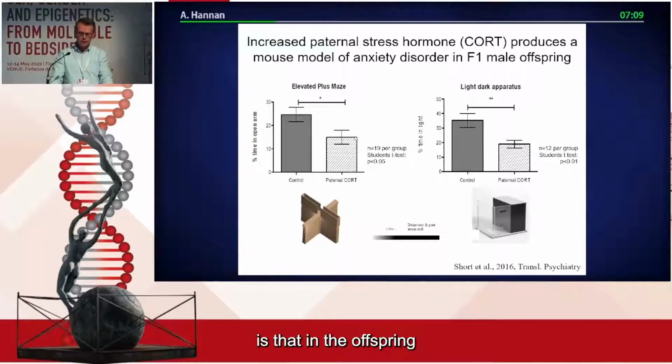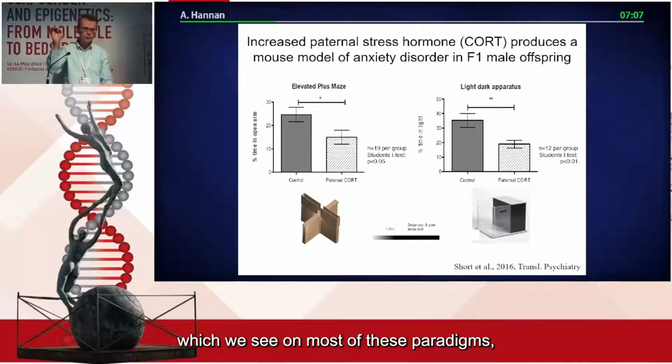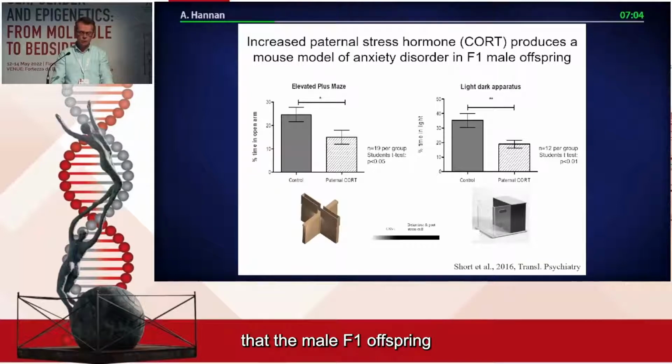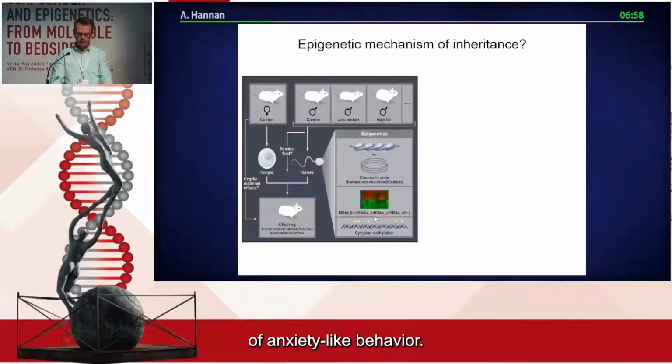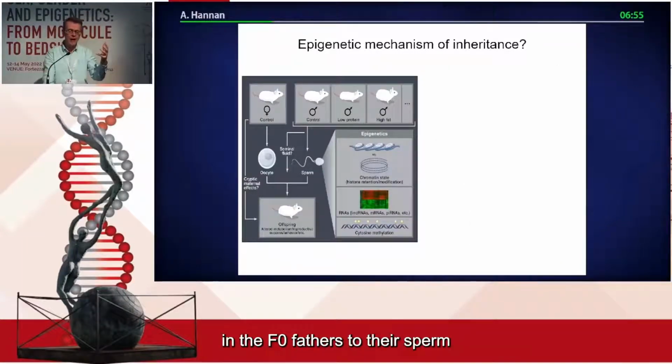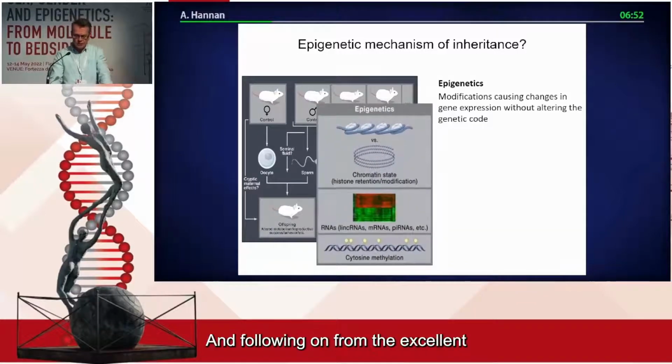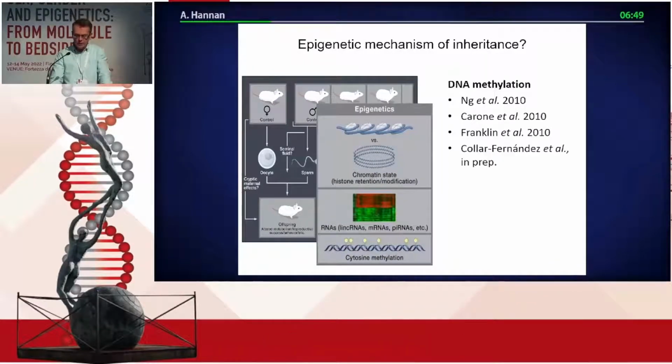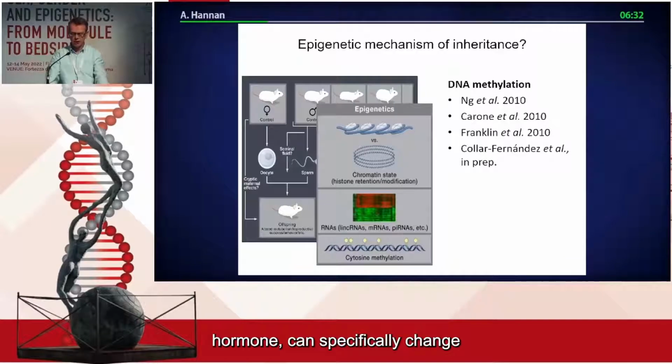And what we found is that in the offspring, and this is sexually dimorphic, which we see in most of these paradigms, the male F1 offspring had increased anxiety on these 2 independent tests of anxiety-like behaviour. We obviously wanted to see what was happening in the F0 fathers, to their sperm and their epigenetics, following on from the excellent work of colleagues. I won't talk about it today, but we've isolated the DNA from the sperm of the fathers and used Oxford Nanopore sequencing to get whole methylome data, and we do have evidence that this paternal cort, increased stress hormone, can specifically change the methylation of individual genes in the sperm.